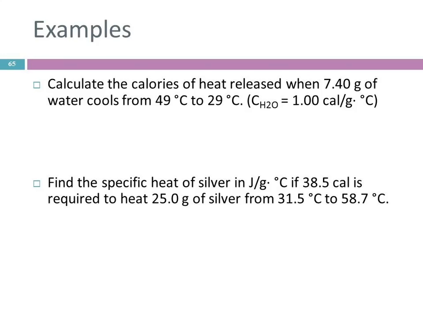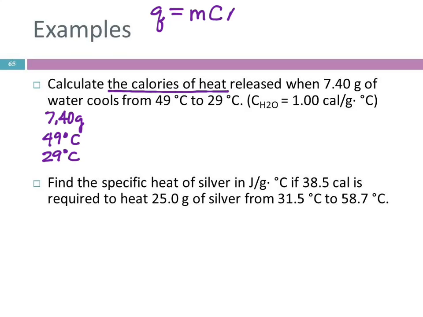So we've got numbers here. Let's write down the numbers. 7.40 grams, 49 degrees Celsius, and 29 degrees Celsius. And we're trying to find calories of heat. So hopefully the equation that we just learned will come to mind. Q equals mc delta T.